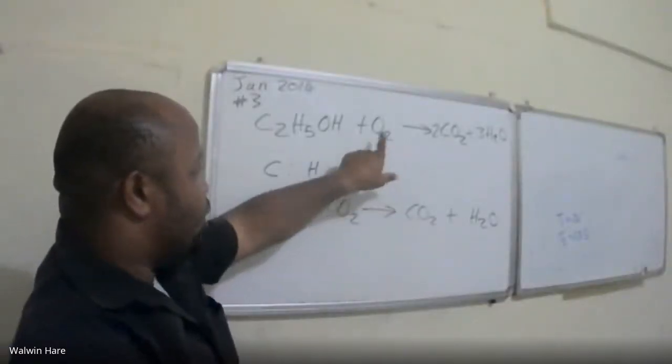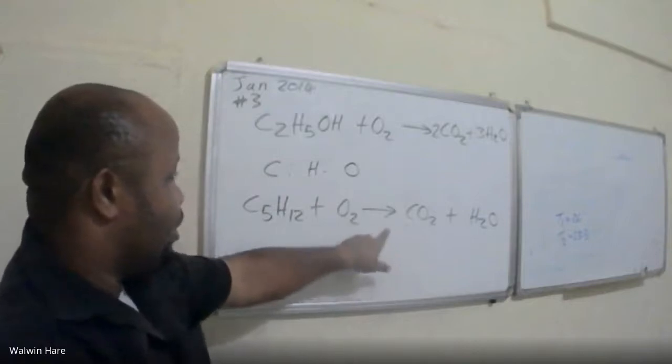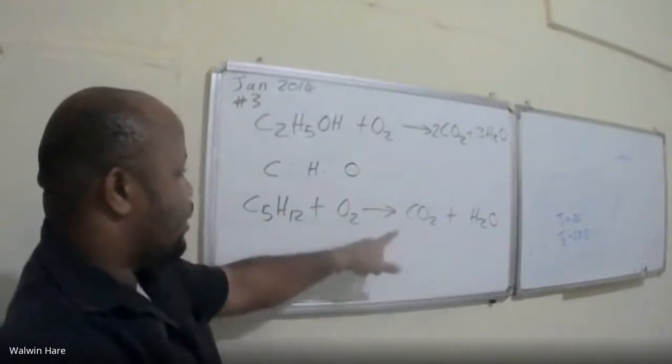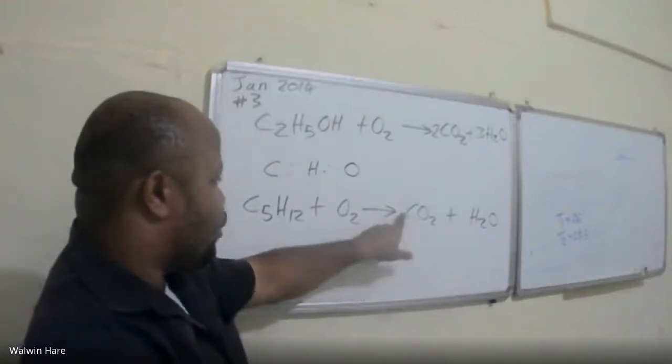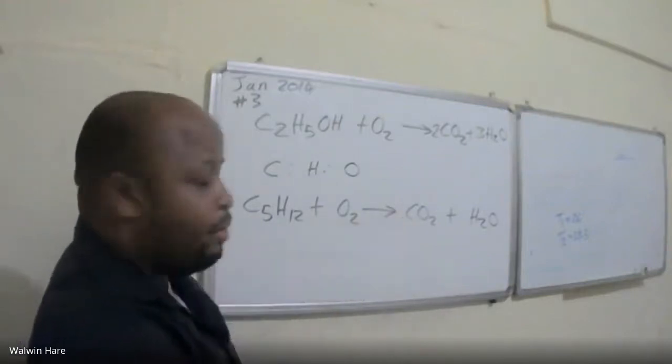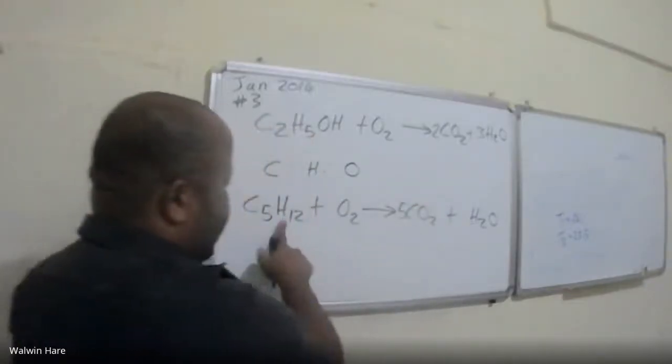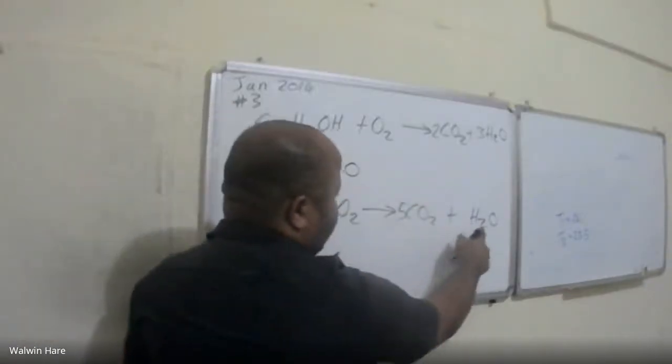I'm going to leave oxygen for a little while. Let's come down here because I want to point out the difference. So we have 5 carbons here. What number should I put here? 5. Right. I have 12 hydrogens. 2 times what is 12? 6. Right.